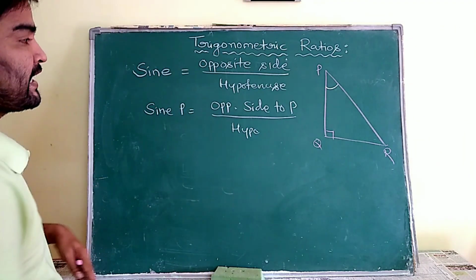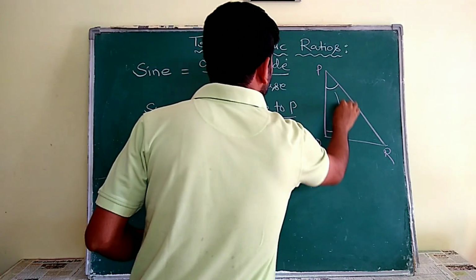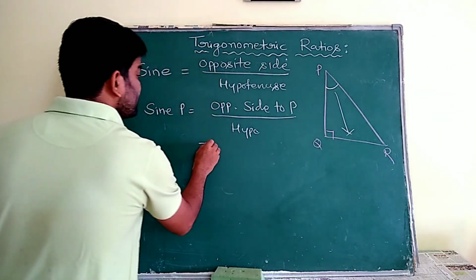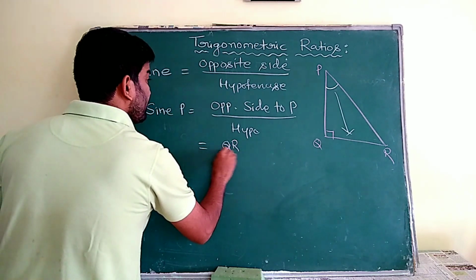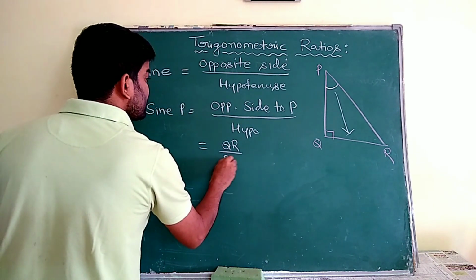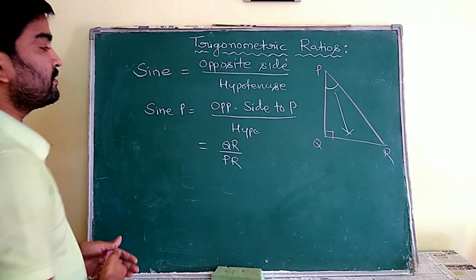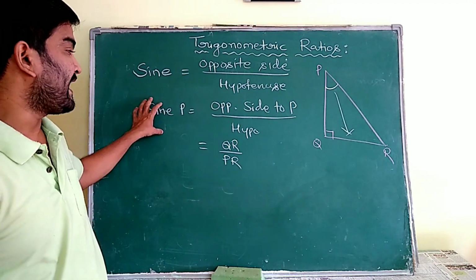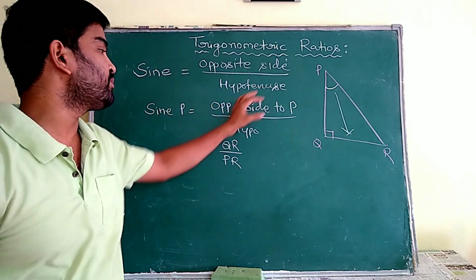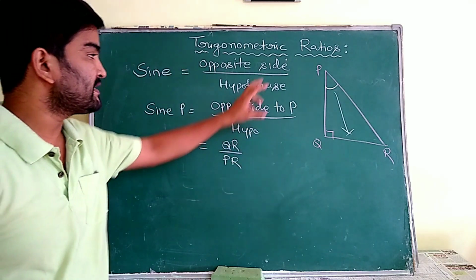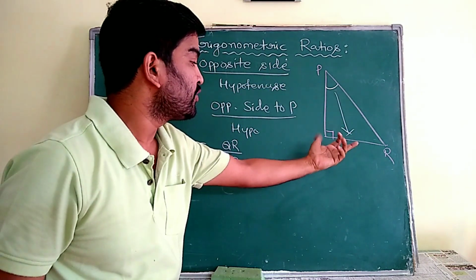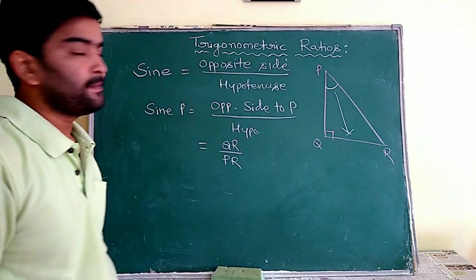Okay, so tell me, what is the side opposite to P? That is QR, and the hypotenuse is PR. So this is sine. Sine P is equal to the opposite side to P by hypotenuse. That is, the opposite side to P is QR and the hypotenuse is PR.